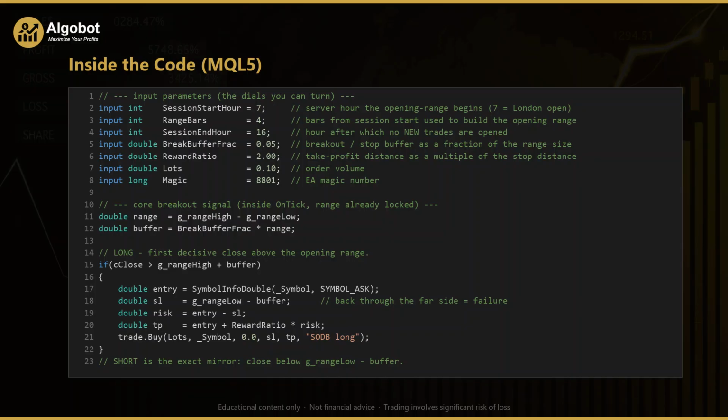The stop loss is set to the range low minus the buffer, the far side of the range. Risk is simply entry minus stop. The take profit is the entry plus the reward ratio times that risk. Finally, the EA sends a buy order with those stop and target levels attached. The short side, which I've left out here for brevity, is a perfect mirror image. It triggers on a close below the range low minus the buffer and flips the stop and target accordingly.